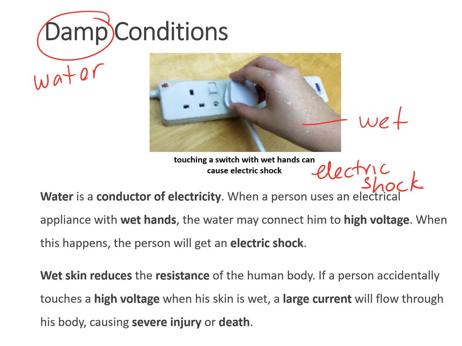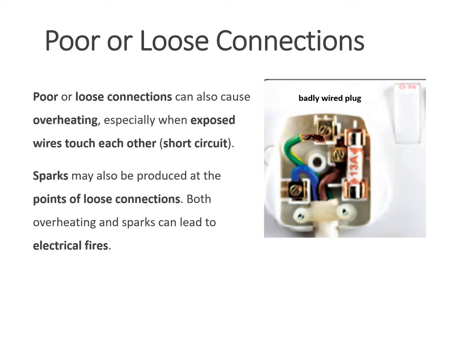Because when your skin is wet, you find that when current flows, it will be a very large current. When your skin is dry, the current is smaller. So especially when your skin is wet and you touch, a large current will actually flow through your body, and you can get an electric shock. So never operate any electrical appliance with wet hands.